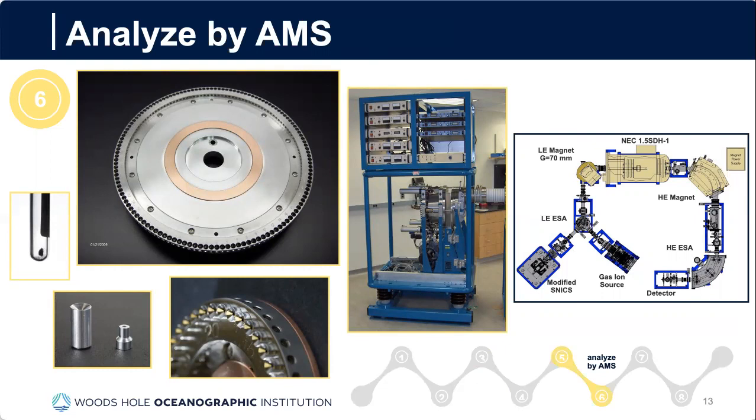This is a schematic of our CFAMS accelerator with the source shown here. The samples are sputtered with cesium to generate negative ions. These are extracted and accelerated through the system. And we detect C14 ions while simultaneously measuring C12 and C13 ions in Faraday cups. So ratios of C14 and C13 to C12 are determined on the system.